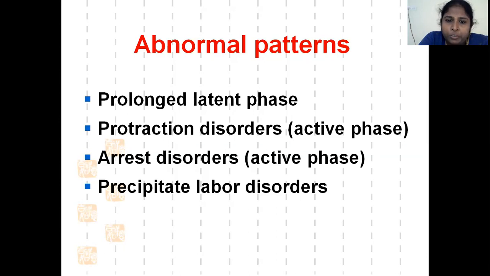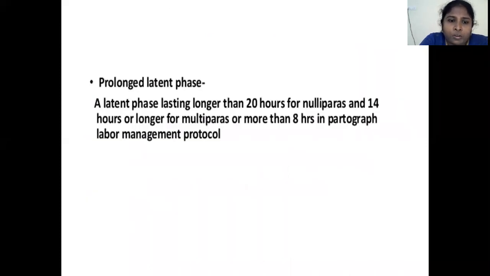So coming to the disorders, the disorder in the latent phase is called prolonged latent phase. The active phase disorders are protraction disorder and arrest disorder. Protraction disorder means labor is progressing slowly. Arrest disorder means there is no progress at all. Precipitate labor is an abnormality where the progression of labor is too fast. I will tell you in detail about this. First, coming to prolonged latent phase.